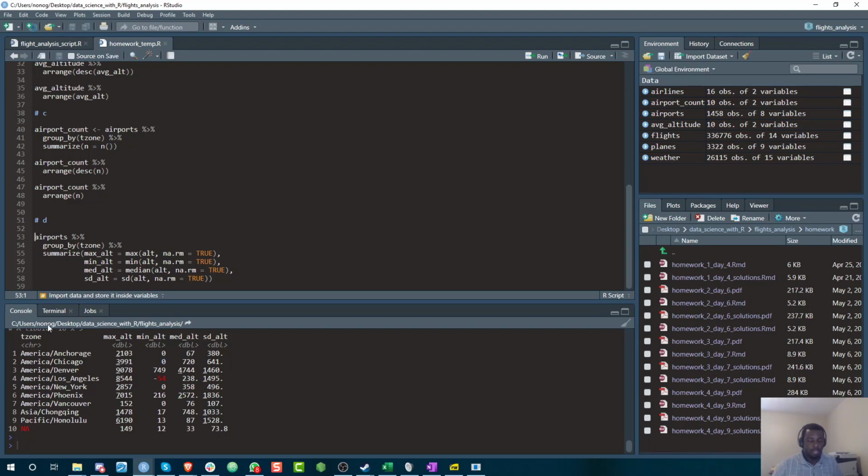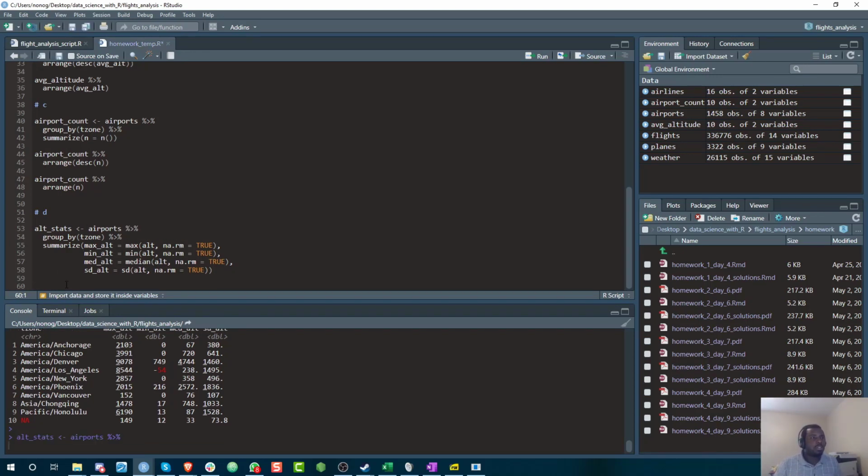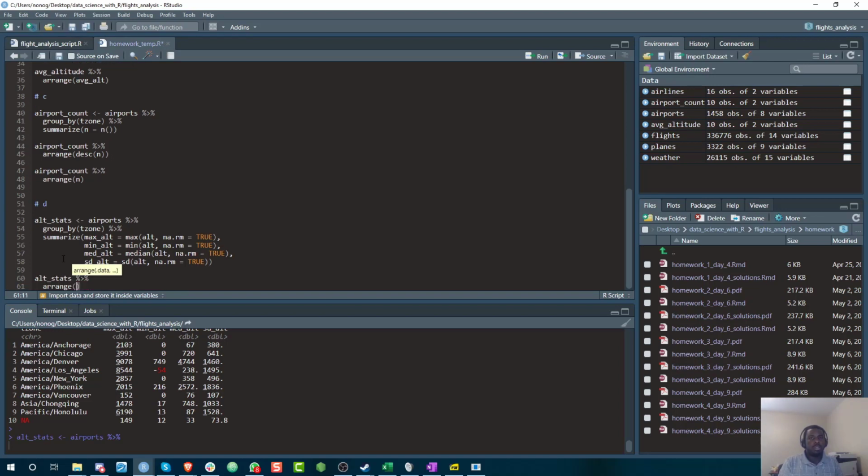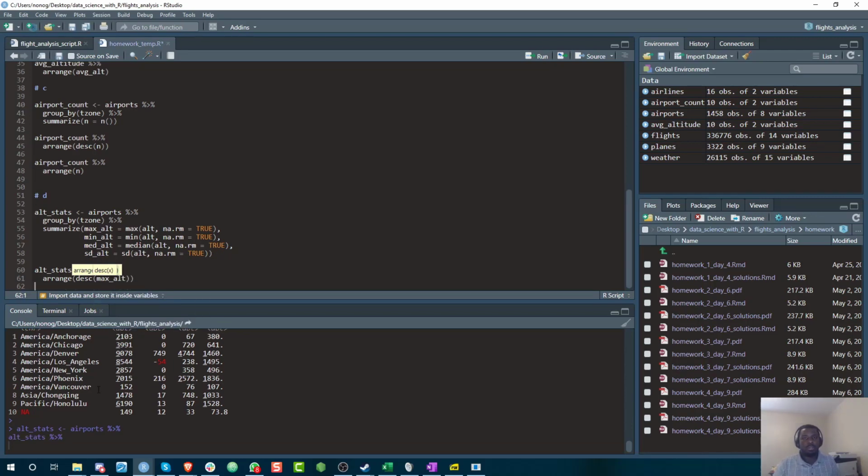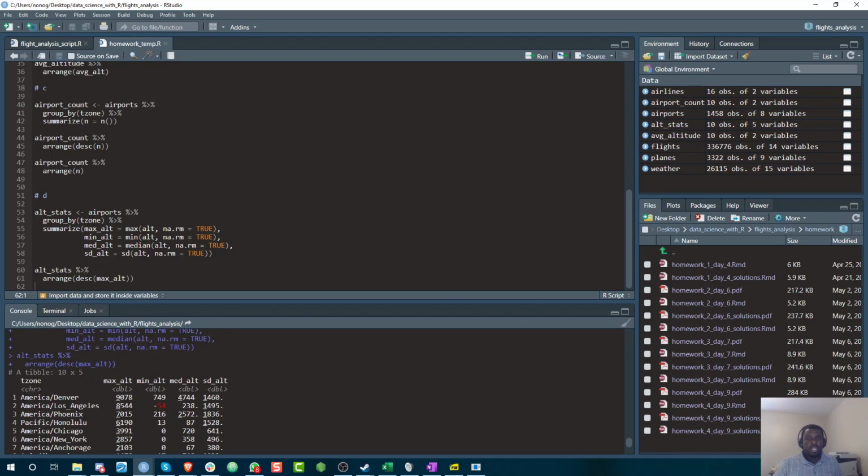Okay, so what are we asking here? I'm going to call it alt stats, for altitude stats, because these are different summary statistics. I'm going to save it into alt stats. So what is the time zone with the highest altitude? We have highest, lowest, and all that for each time zone. So for this one, alt stats, arrange in descending order of max out. Okay, that's Denver, which has the highest maximum altitude of all the time zones.